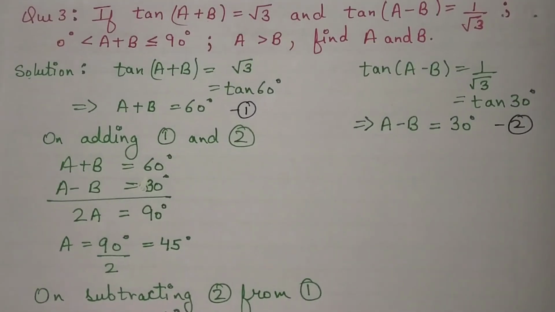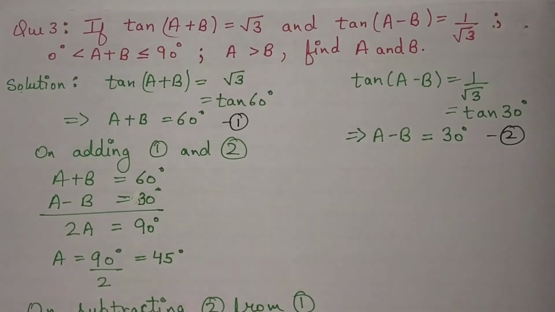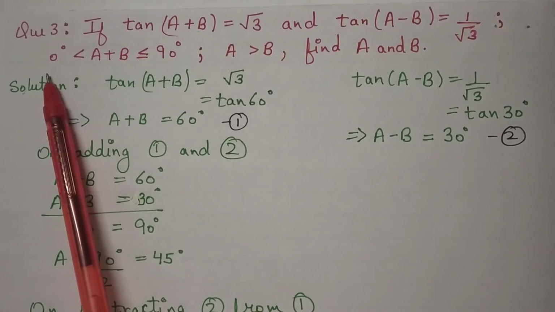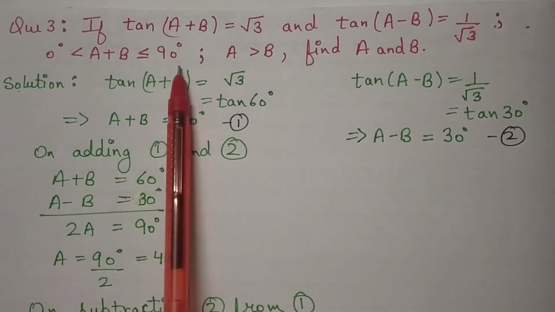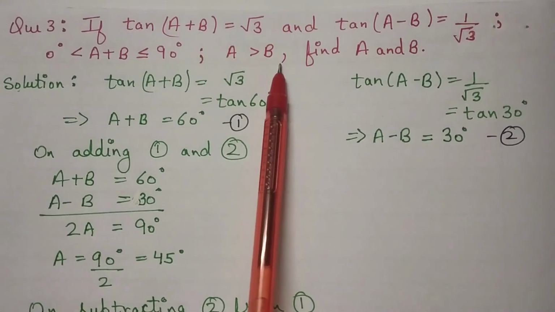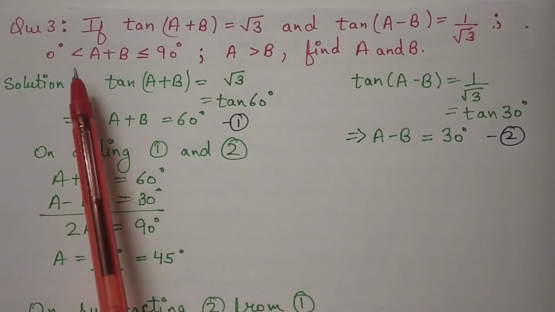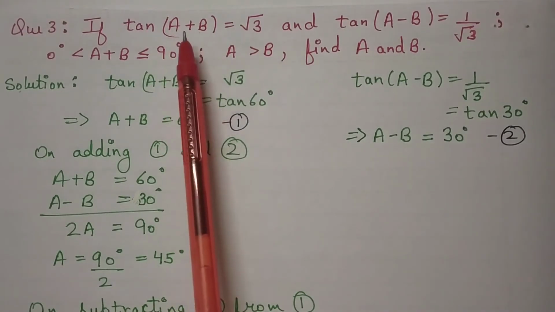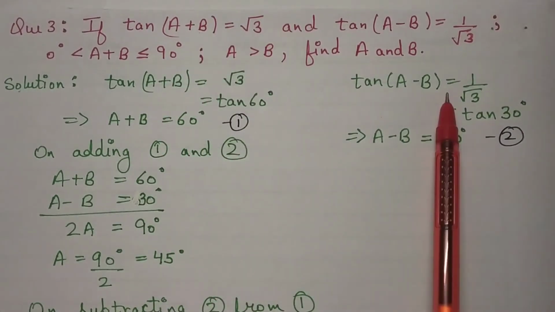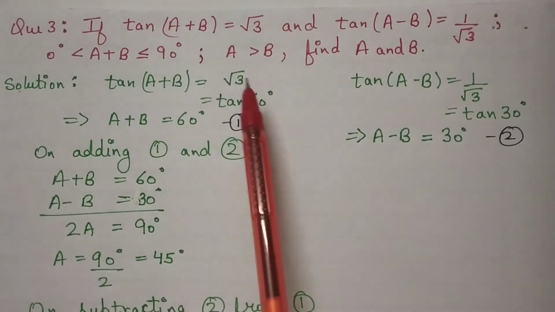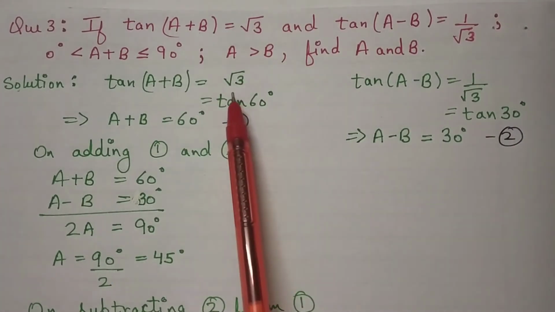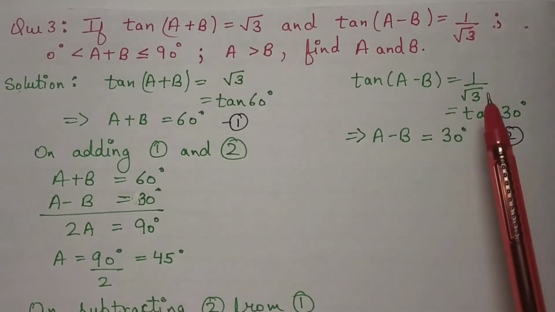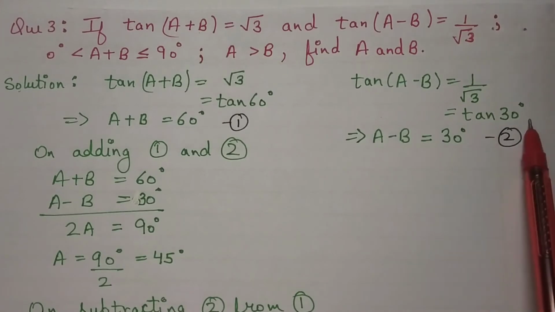Now question number 3. If tan A plus B is equal to root 3 and tan A minus B is equal to 1 by root 3, A plus B is greater than 0 degree, less than or equal to 90 degree and angle A is greater than B, find A and B. You don't need to see these much. Simply take the equations. Tan A plus B is equal to root 3. Tan A minus B is equal to 1 by root 3. The value root 3 is at tan 60 degree, so I have written this, and 1 by root 3 is at tan 30 degree.